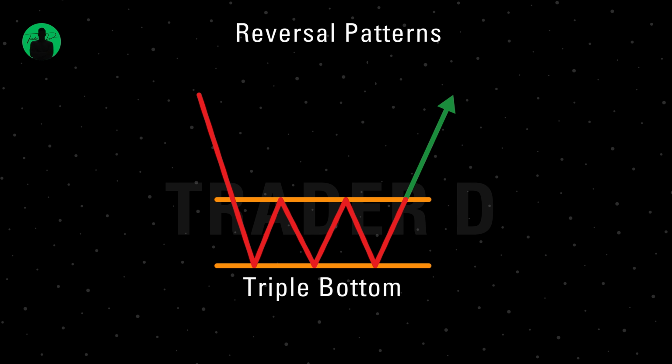The triple bottom pattern is a bullish reversal pattern that forms after a downtrend. It consists of three consecutive lows at approximately the same level, indicating that selling pressure is weakening and a reversal into an uptrend is possible.